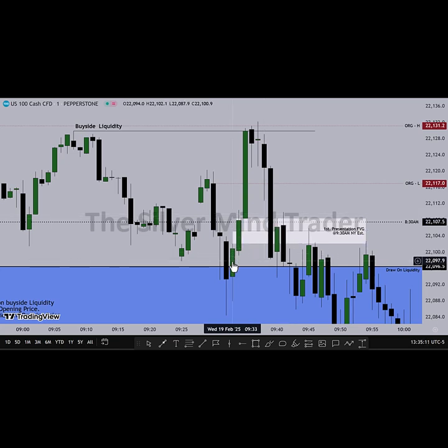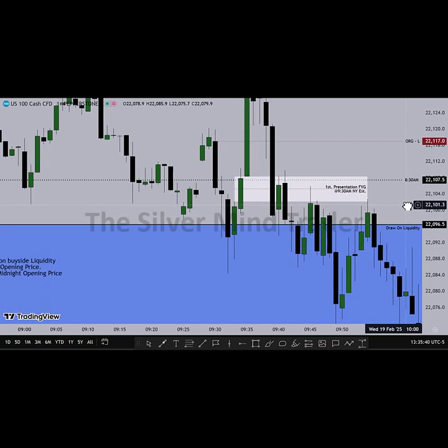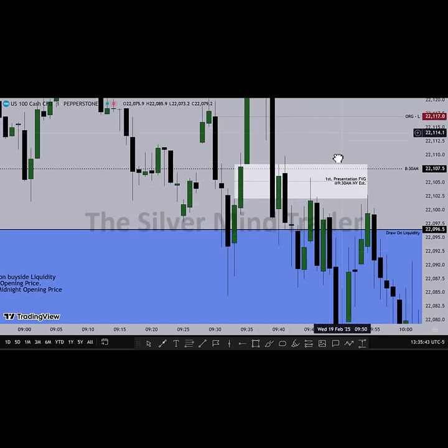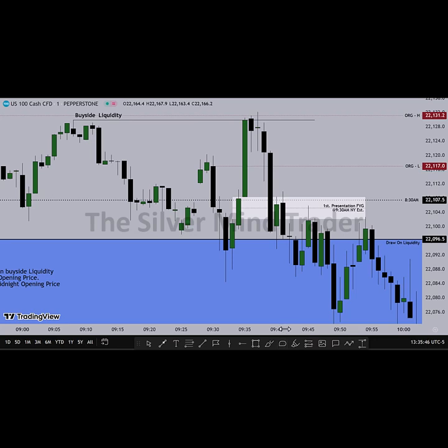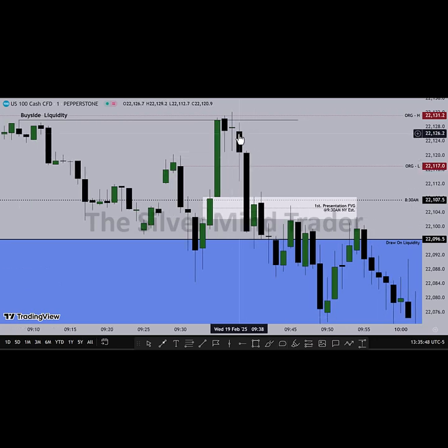We had the market run up to take out this buy side liquidity here. Then we had this displacement down into the first presentation fair value gap, and this candle that traded into it is closing outside the first presentation fair value gap. And what is that candle? This is the next candle that formed.